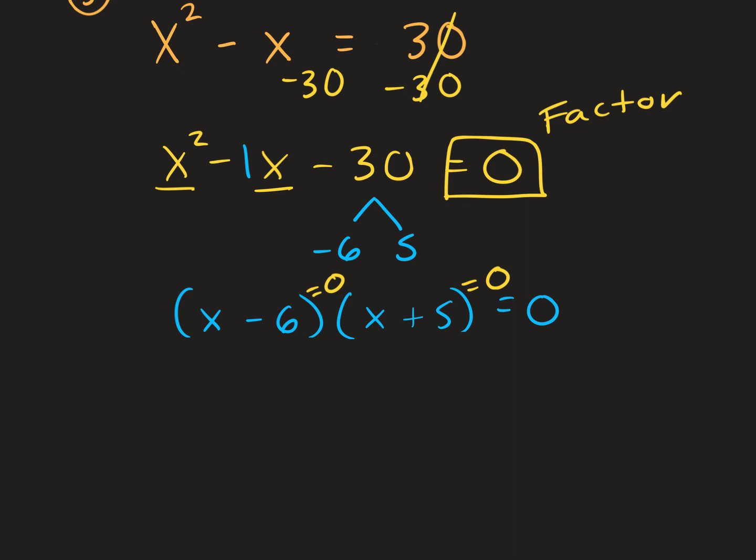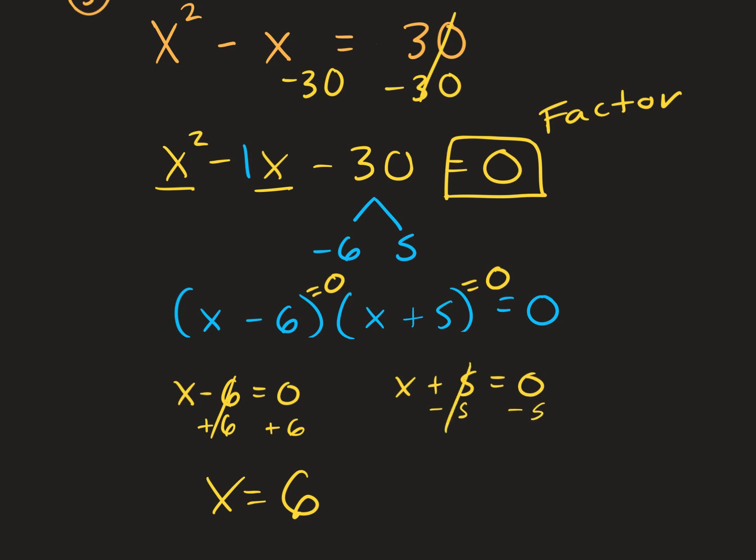Awesome. We set both of the parentheses equal to 0. So x minus 6 equals 0. x plus 5 equals 0. And then we just solve each little equation for x. So I'd add 6 to both sides on the first one. So x is equal to positive 6. Second one, I would subtract 5. So x is equal to negative 5.